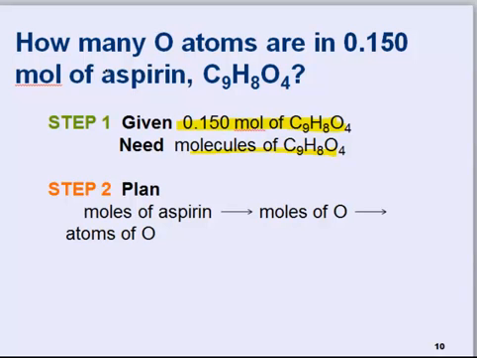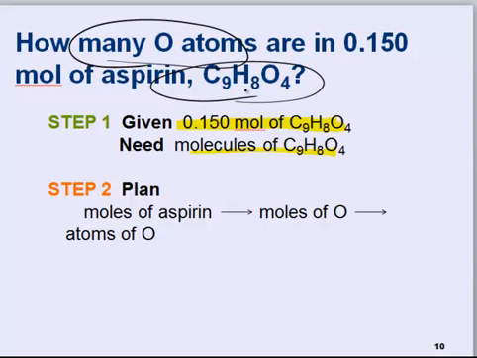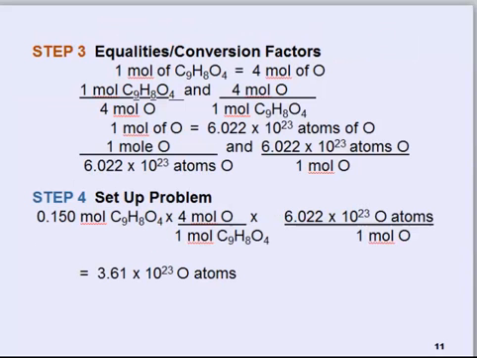I tell students to read the question many times to see what is required. It's asking how many atoms of oxygen are present in these many moles of aspirin. So you have to come up with your plan. For moles of aspirin, you need to know moles of oxygen from the formula, and then from there you will go to the atoms of oxygen. The equality that we will use is 1 mole of aspirin has 4 moles of oxygen atoms, as you can see from the formula. So this would be my conversion factor.